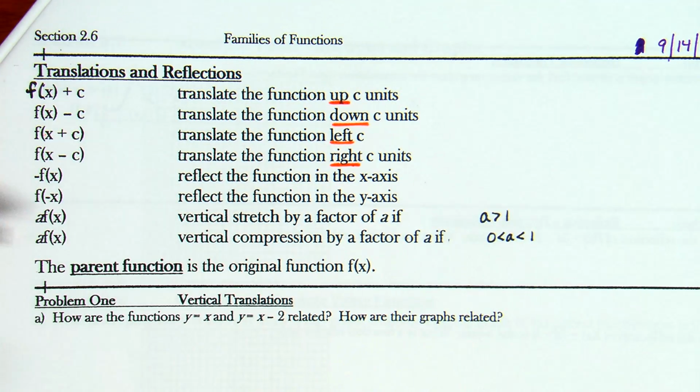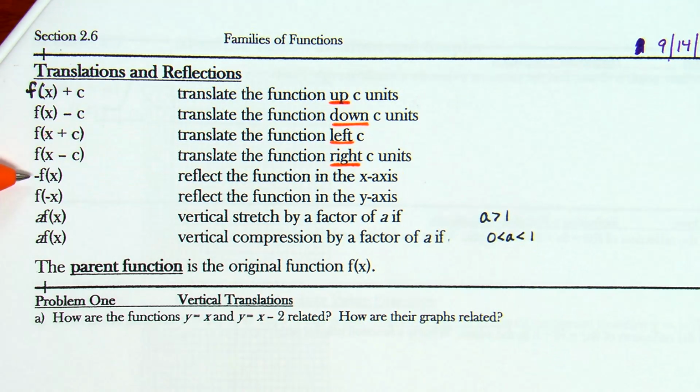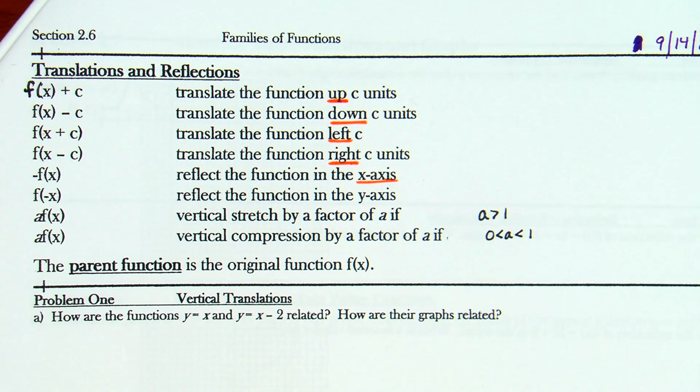Negatives. If you have a negative multiplied into an equation somewhere, it's going to take the graph and reflect it. Now, we have 2 different options. If the negative is out front of the graph, so if that negative is multiplied through by every term, then it's going to reflect the function in the x-axis. Which one's my x-axis?